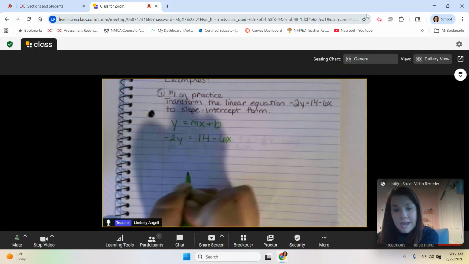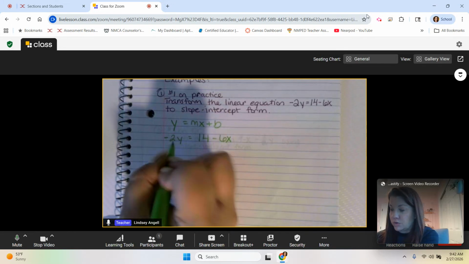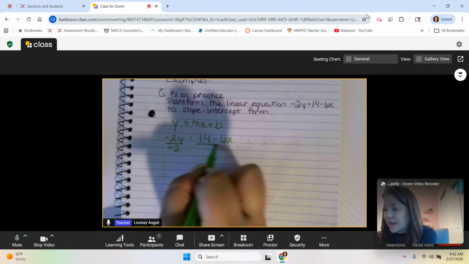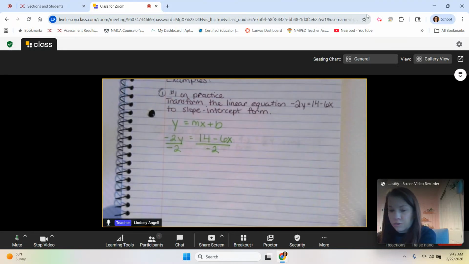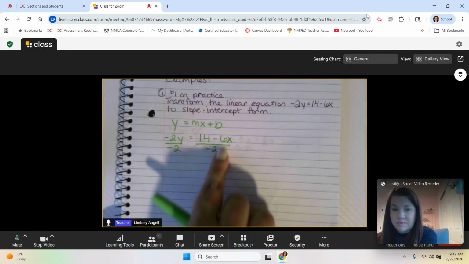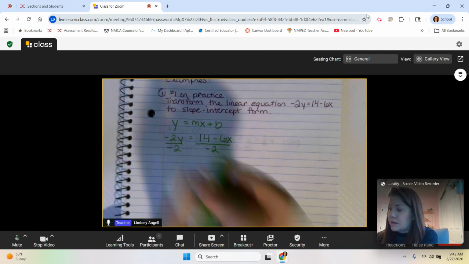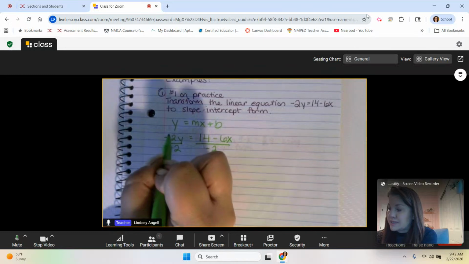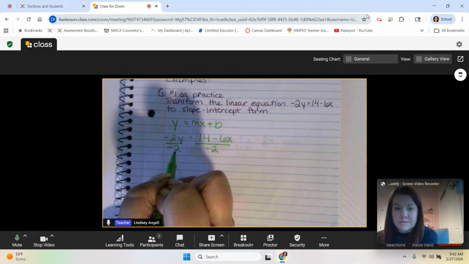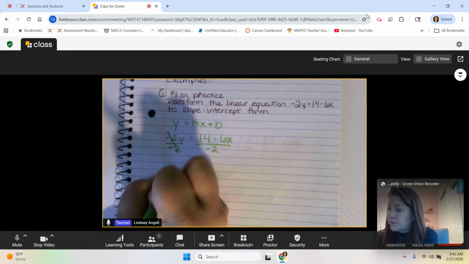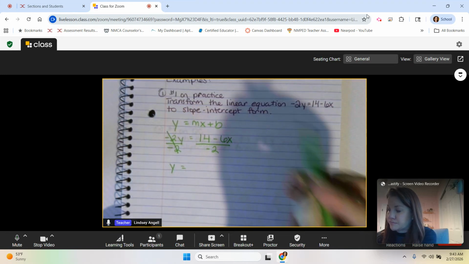To do that, right now I am multiplying by negative 2, so to get rid of it, I need to divide both sides by negative 2. Now this is something we've never done before, so I know it might look a little funky, but we recognize this: whenever you multiply and divide by the same number, they cancel each other out. So we're left with y on the left.